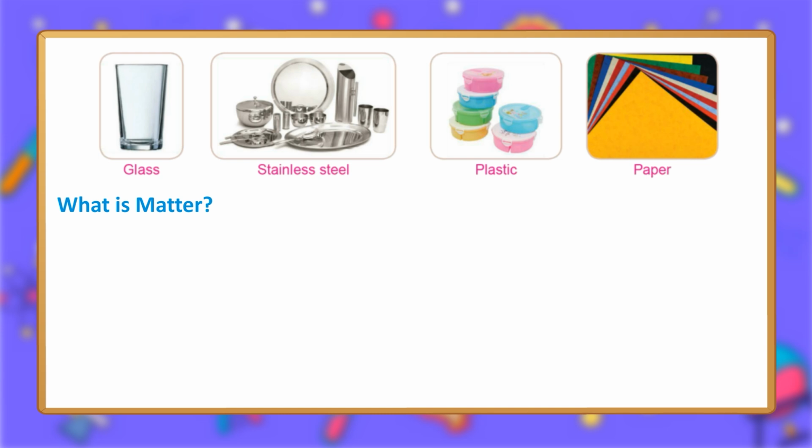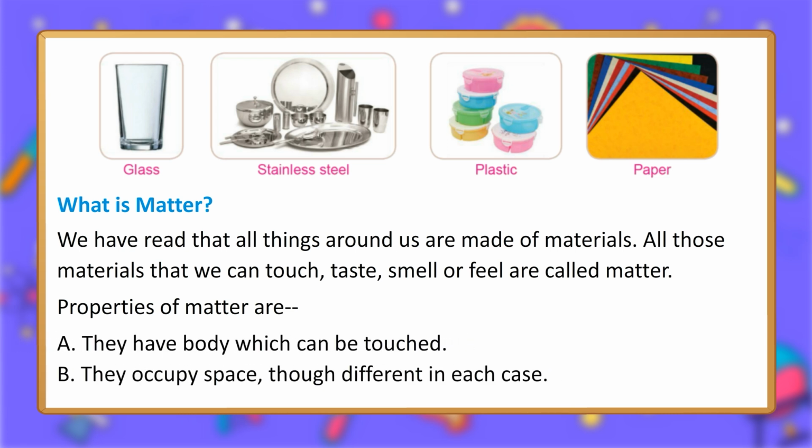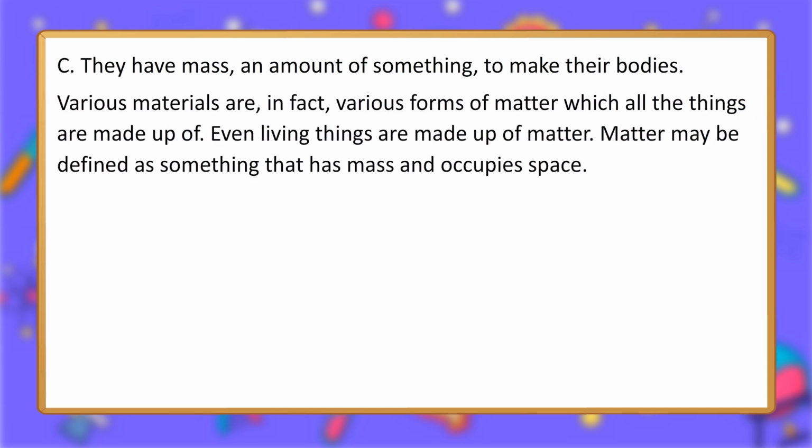What is matter? We have read that all things around us are made of materials. All those materials that we can touch, taste, smell or feel are called matter. Properties of matter are: A. They have a body which can be touched. B. They occupy space, though different in each case. C. They have mass, an amount of something, to make their bodies. Various materials are, in fact, various forms of matter which all the things are made up of.